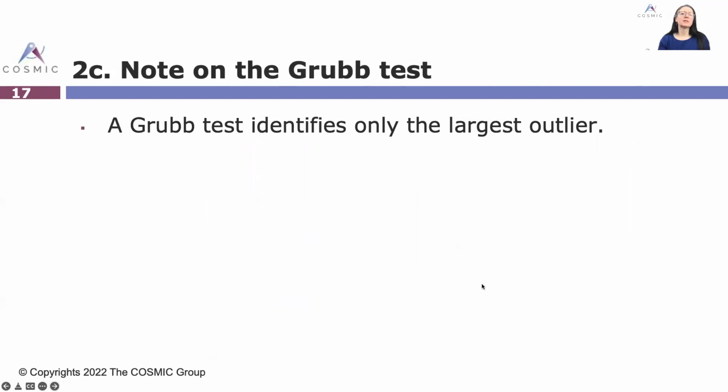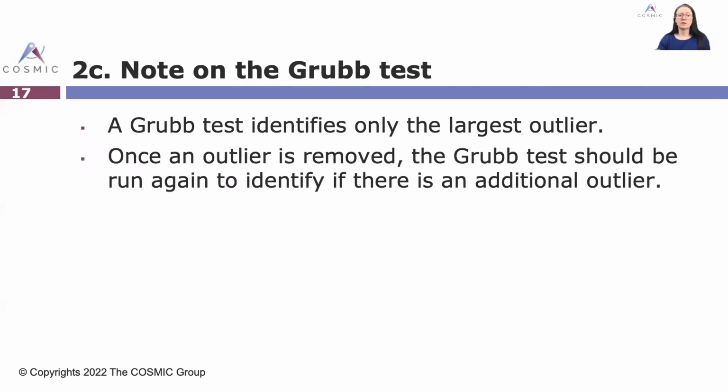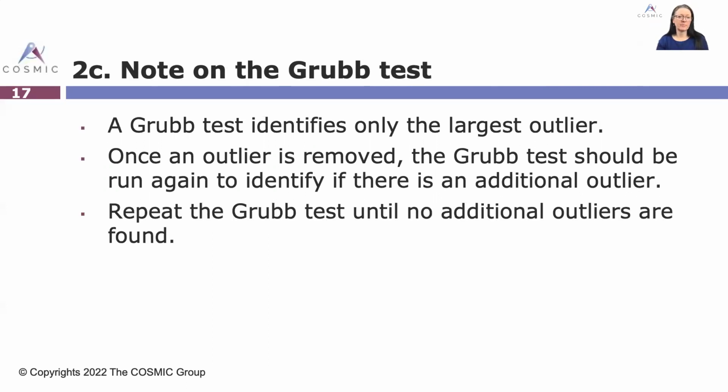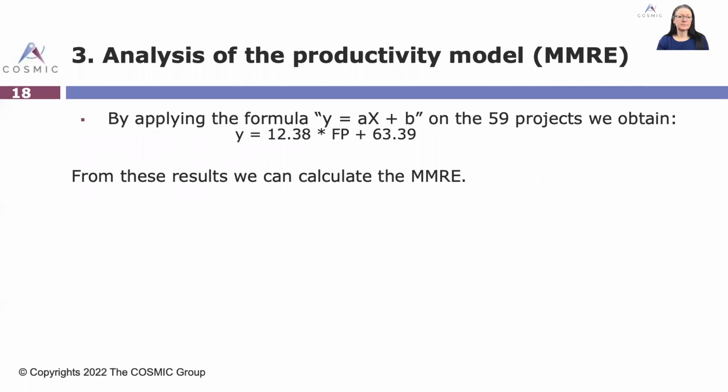Now, the Grubbs test identifies only the largest outlier, a single one. Therefore, once it is removed, the Grubbs test should be run again on that single variable to identify if there is an additional outlier. Then we need to repeat the Grubbs test until no additional outliers are found.